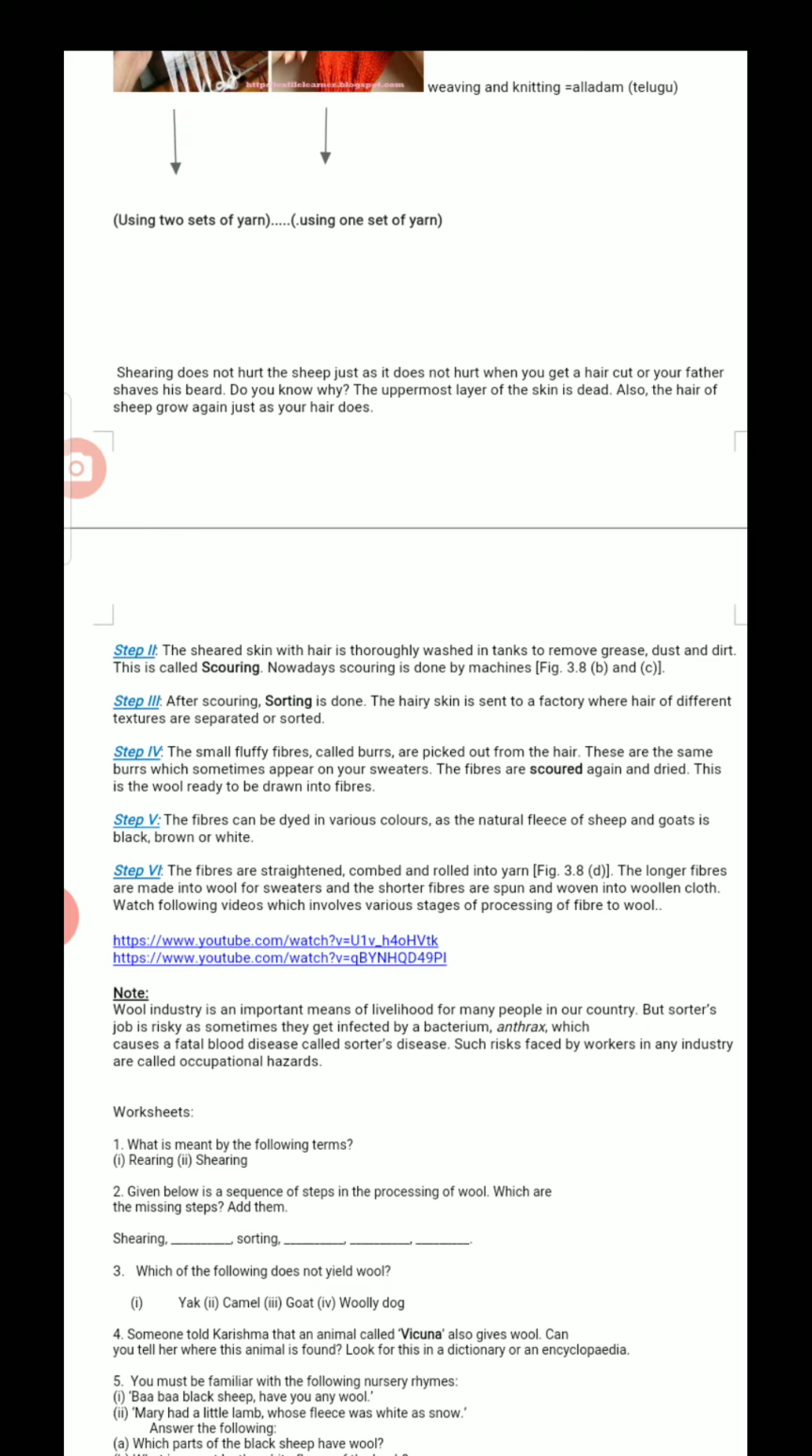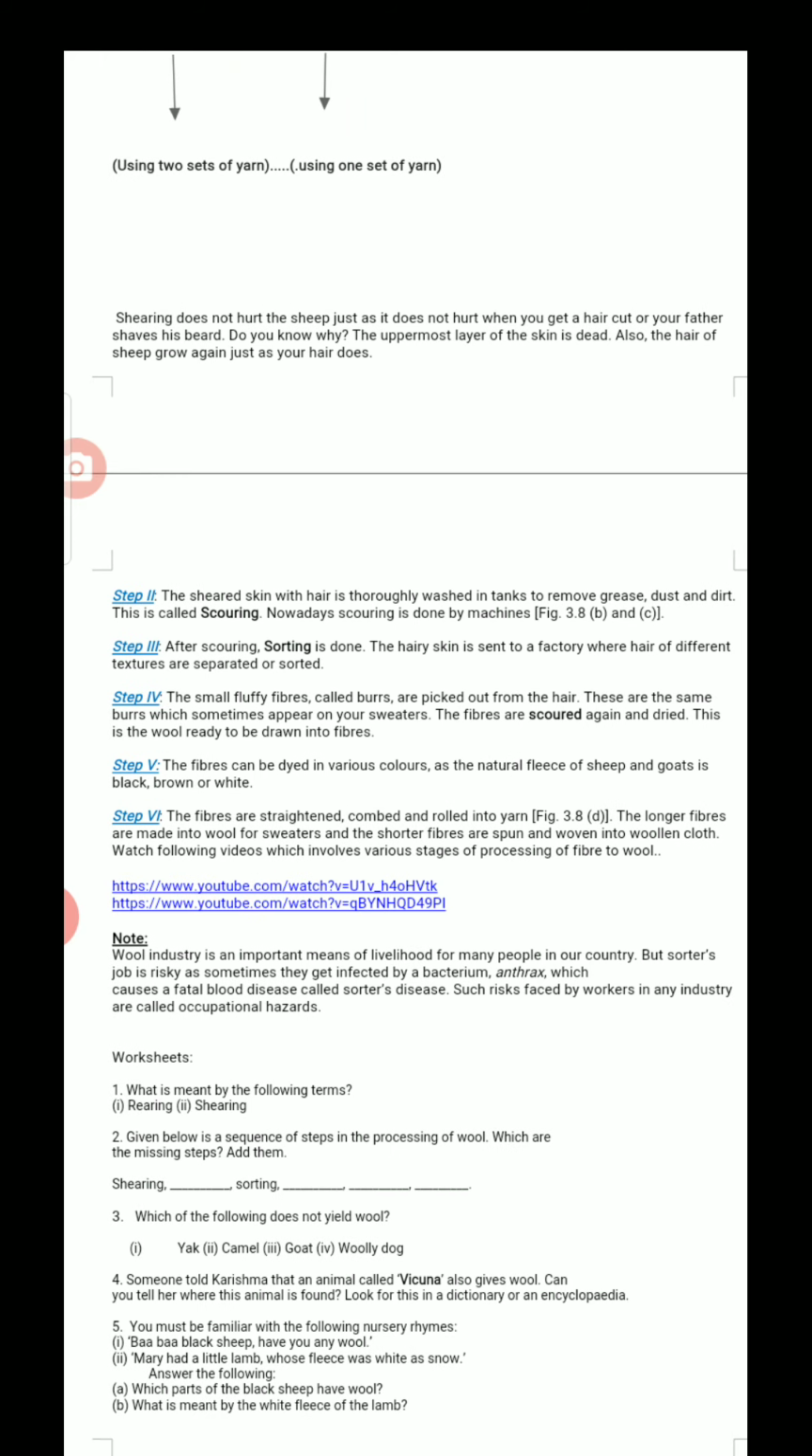Step 4 is we find small fluffy fibers called burrs. These burrs are separated, used in sweaters. And these burrs are again scoured. Scoured means washing, and they are dried. I am repeating first 4 steps again. Step 1 is removing the hair. Step 2 is scouring, washing. Step 3 is sorting, means separating. Step 4 is finding out burrs.